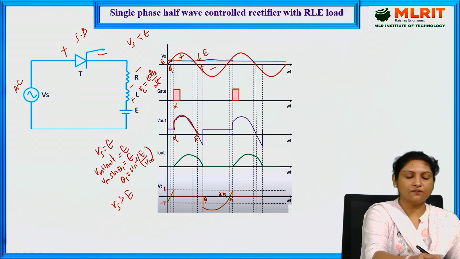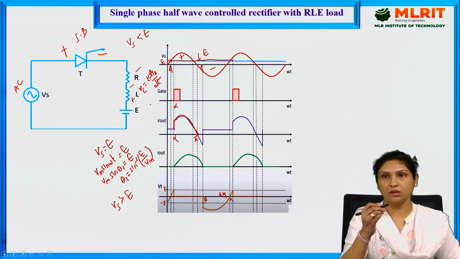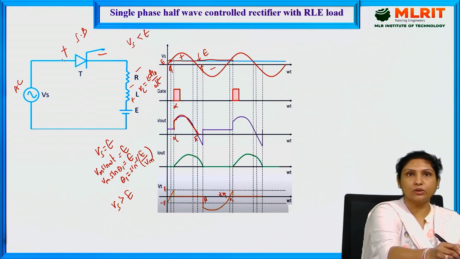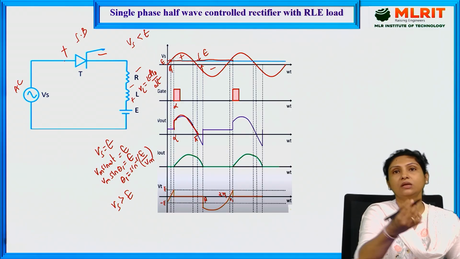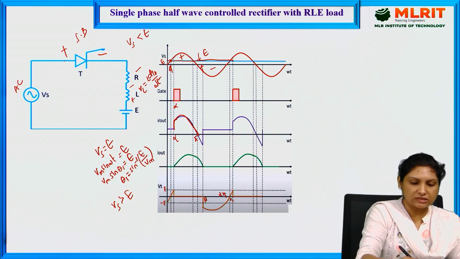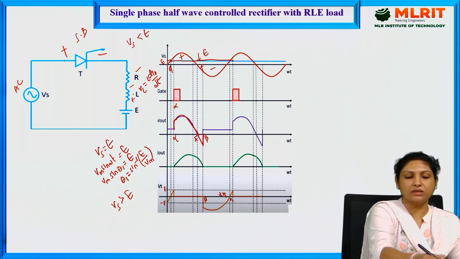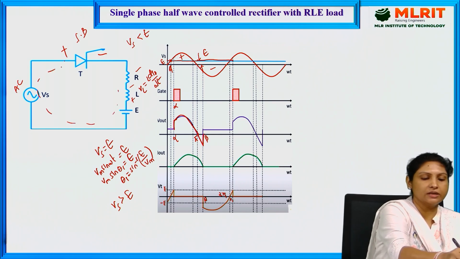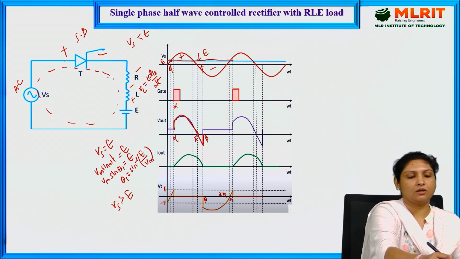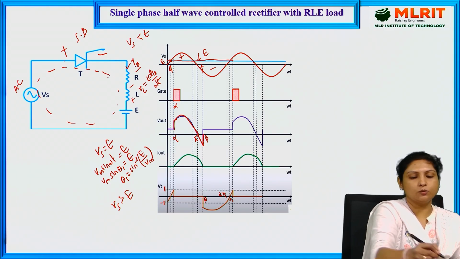Because of the energy stored in the inductor, the polarity is negative and positive. It is still maintaining the thyristor in the conduction state even during the negative half cycle. During this instant, from pi to beta, the output voltage is still present. Whatever energy is stored in the inductor is now circulating through the thyristor to the load, and that is how we are getting the output current.